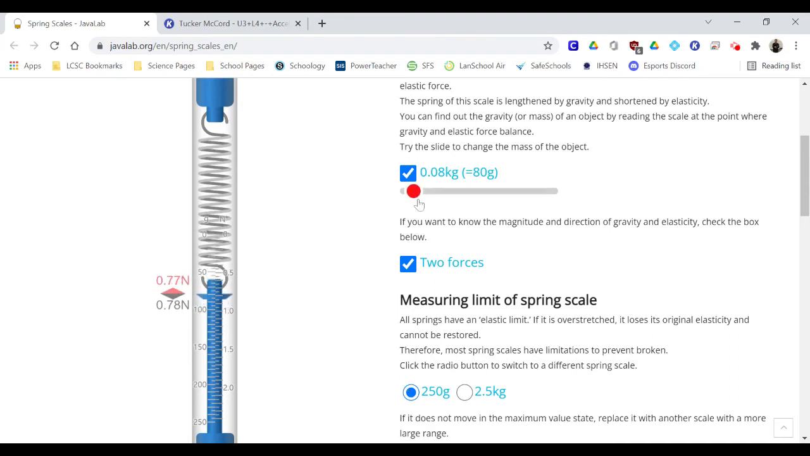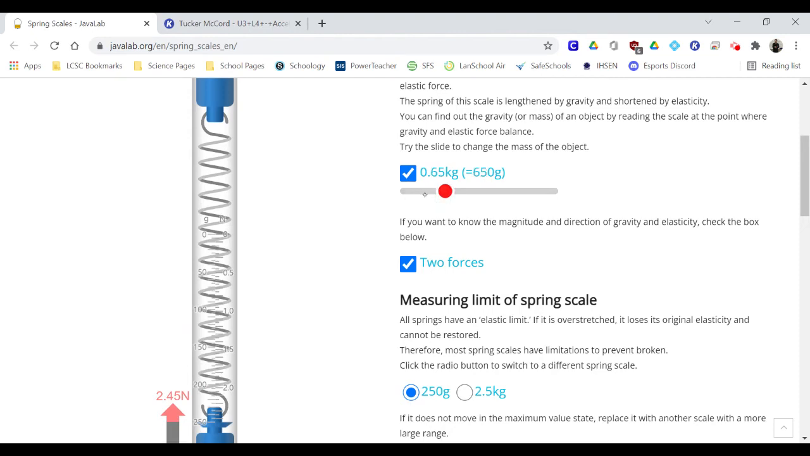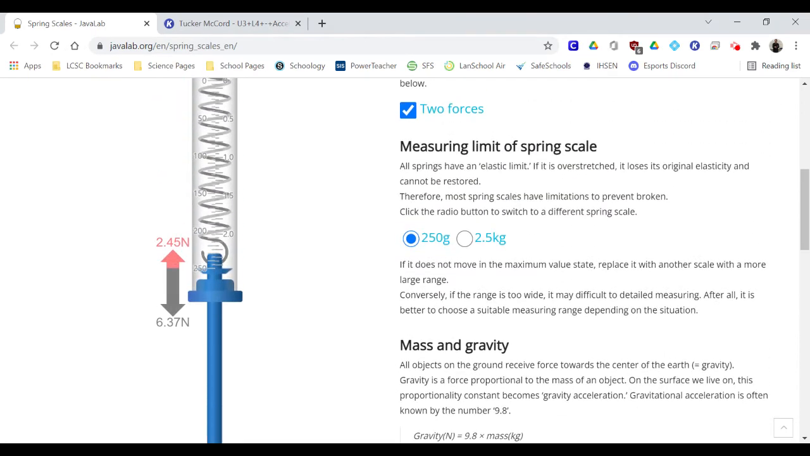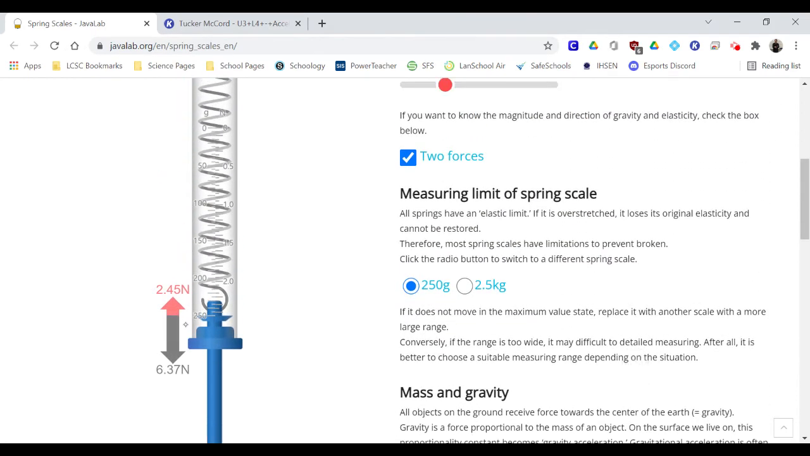You just have to be careful on these because if you get to a mass that's too big, you'll notice that the force of gravity becomes too strong for the spring, and it just pulls it downwards, and you don't get an accurate reading past that point. So in the lab, we wouldn't be able to tell this has a force of 6.37 newtons. We just know that it passed the limit that the spring can handle.